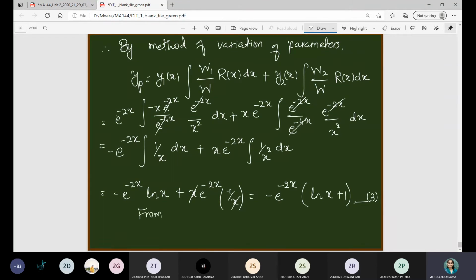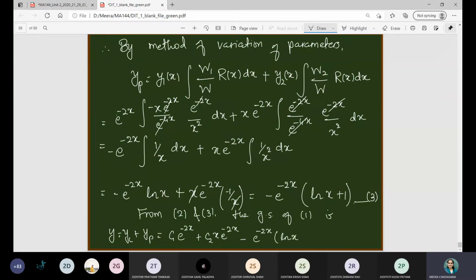So I can write from 2 and 3 the general solution of 1 is y, which is yc plus yp, that is c1 e raised to minus 2x plus c2 x e raised to minus 2x minus e raised to minus 2x (ln x plus 1), right? c1, c2 are constants. So that is how the example will be solved.